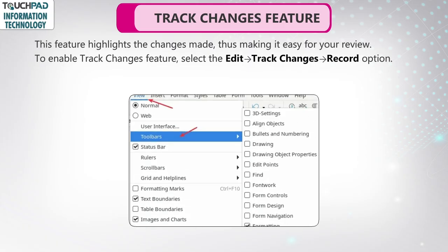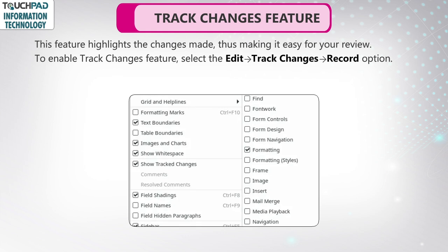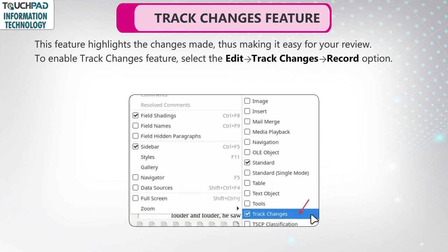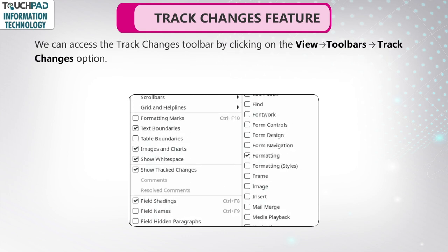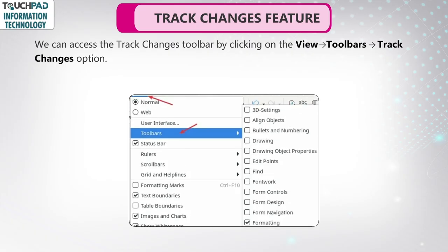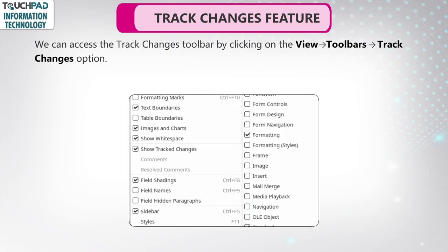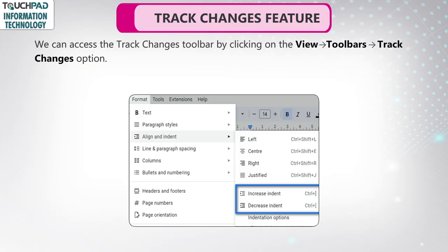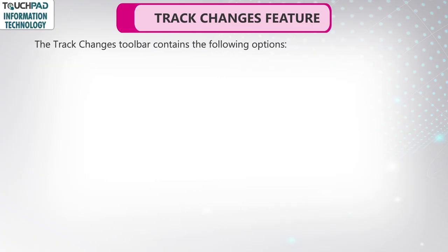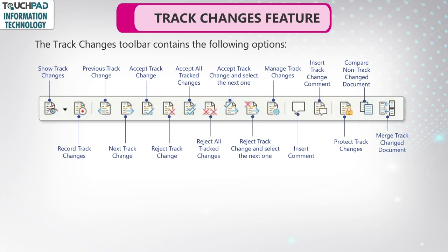To enable the Track Changes feature, select the Edit, Track Changes, Record option. We can access the Track Changes toolbar by clicking on the View, Toolbars, Track Changes option. The Track Changes toolbar contains the following options.